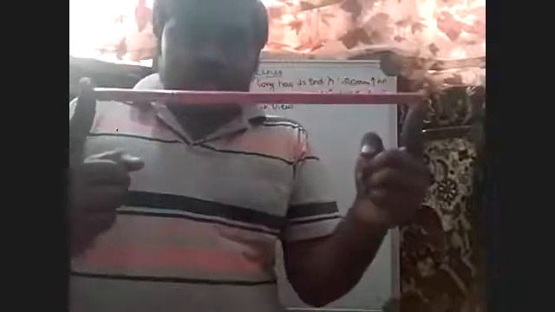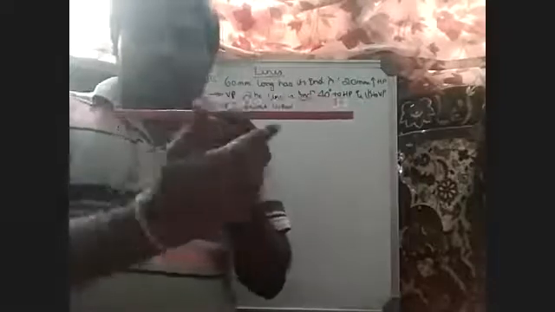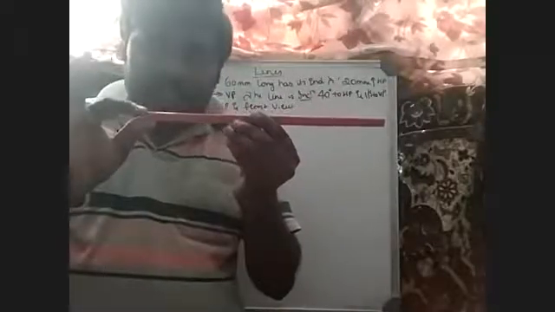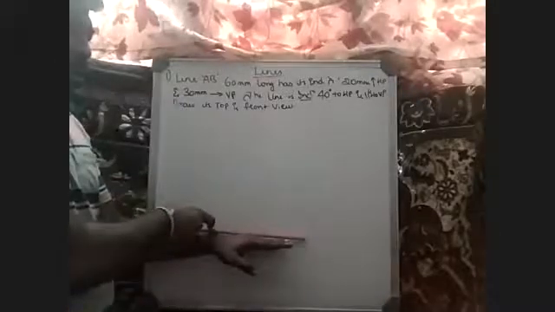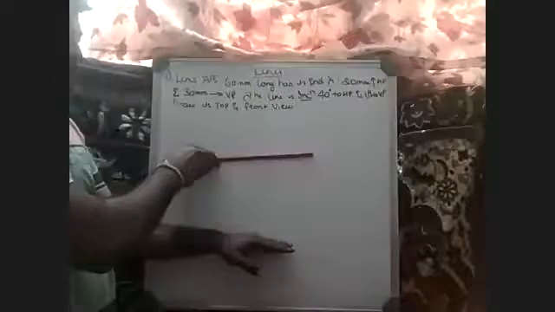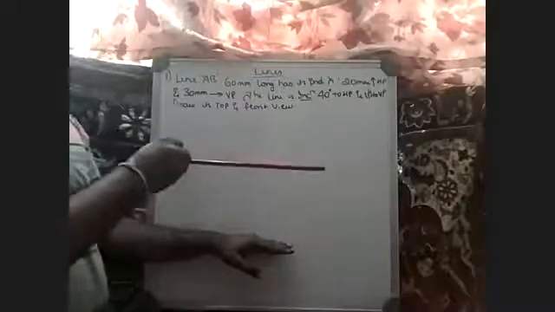The length of the line is 60 mm, and it has its end A 20 mm above HP and 30 mm in front of VP. So this is a line AB, which is 60 mm long. This is the end A. If you assume this is the vertical plane and this is the horizontal plane, and this is your XY line, your stick is on the XY line as of now. This end A is 20 mm above HP and 30 mm in front of VP.